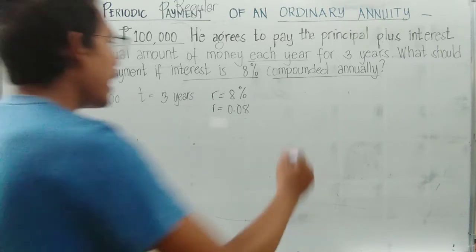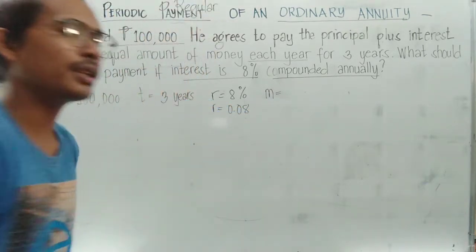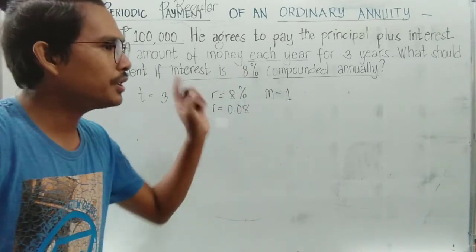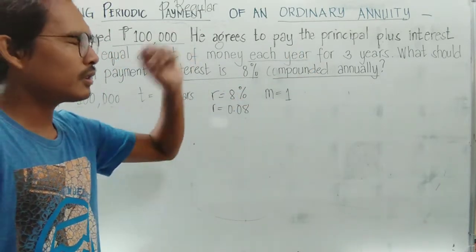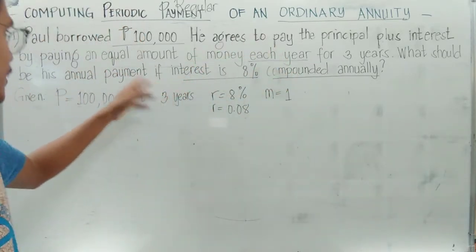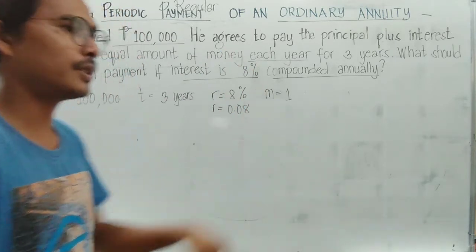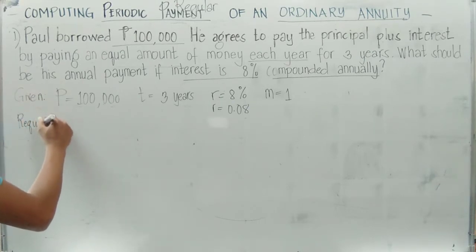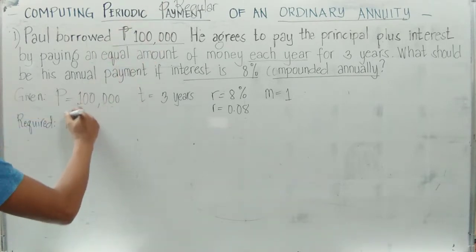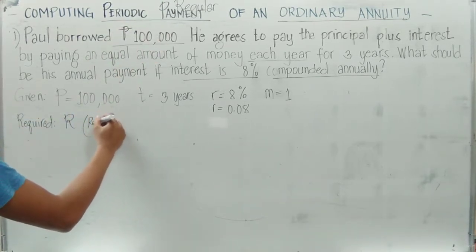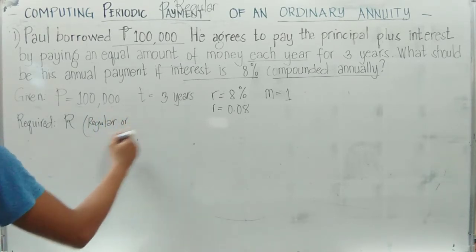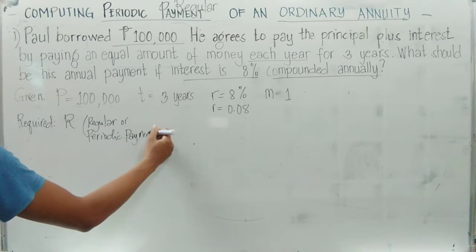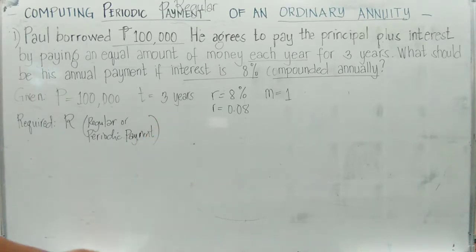Then we have M, our frequency of conversion or compounding frequency. So annually, of course, you will be paying once every year, compounded annually. So again, you will be paying once every year, as well as the interest is compounding once a year. Okay? So our requirement here, of course, we will be solving for your R. So R denotes your regular or periodic payment.